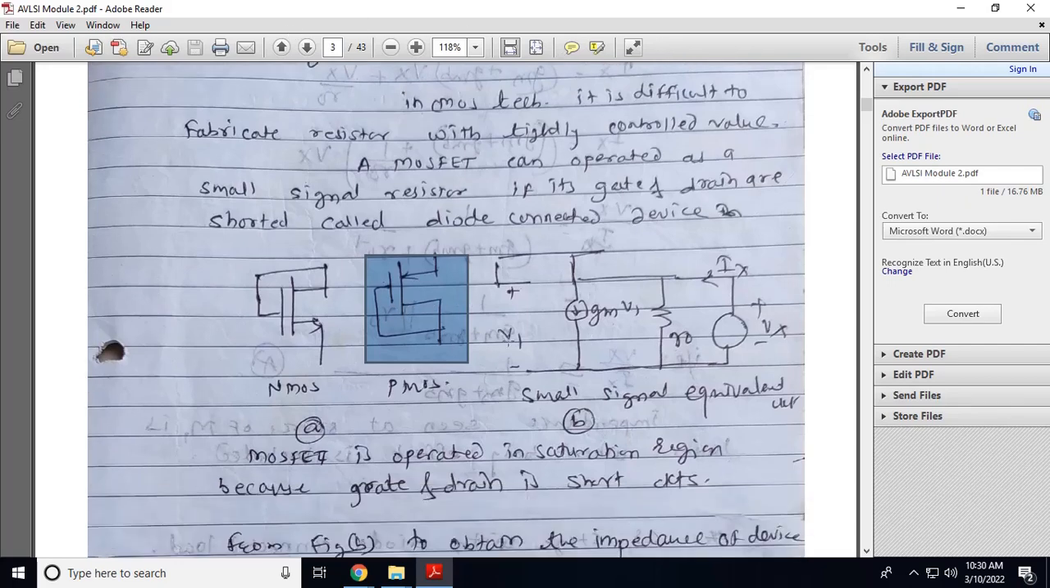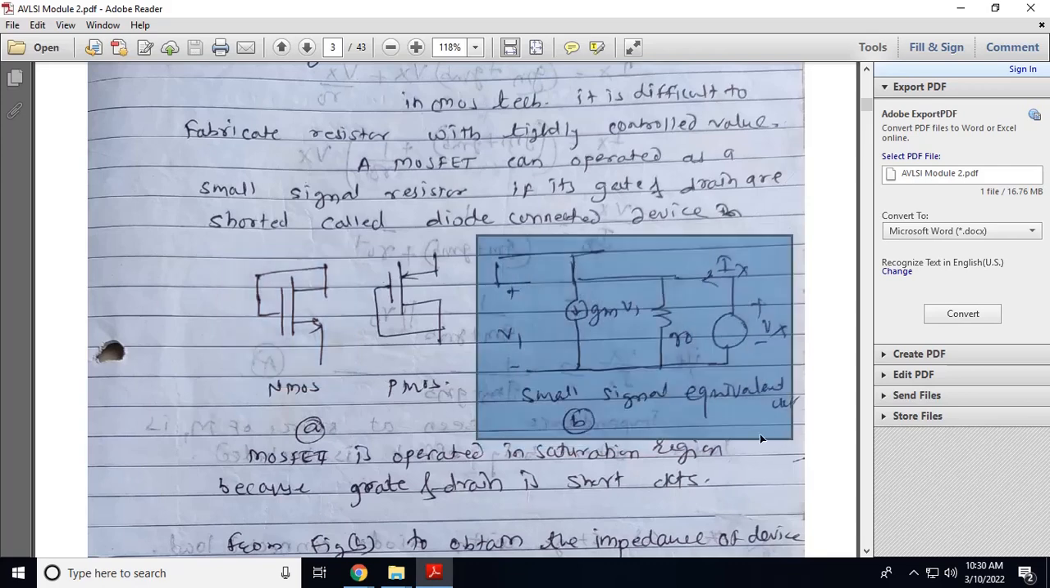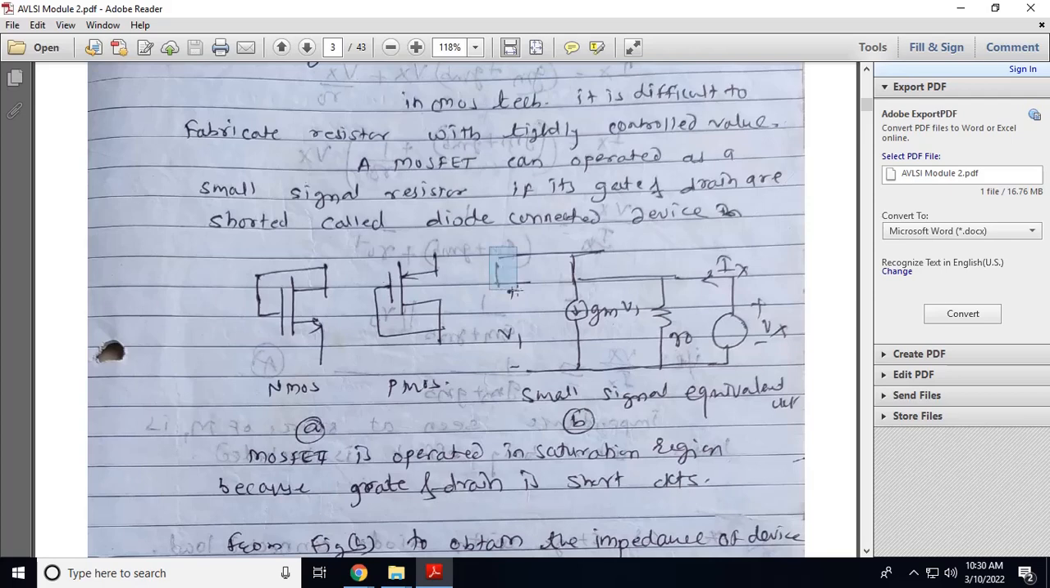Now we have to find out the equivalent resistance when the gate and drain terminals are short circuited. So we draw the small signal model for this diode connected NMOS. So this is the small signal model for the diode connected NMOS. The gate terminal is short circuited with the drain. ID is represented by a voltage dependent current source, that is Gm into V1, and the output resistance of the transistor is R0. So we draw the equivalent circuit to find the output resistance.